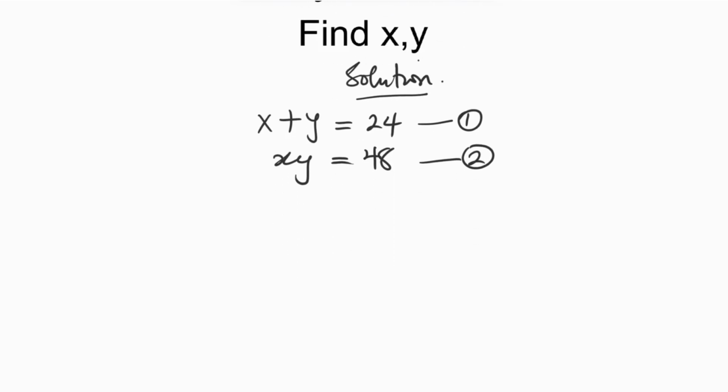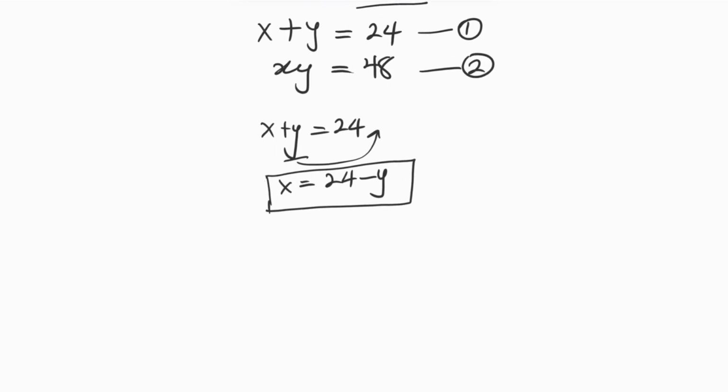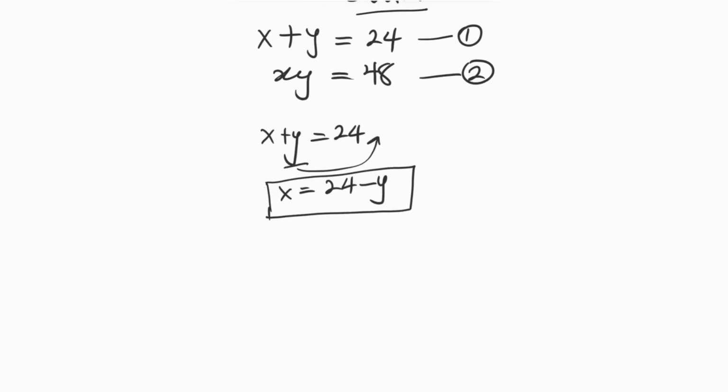So let's go to equation 1, x plus y equals 24. Let's try to make x the subject of the formula. If we move y to the right-hand side, we have x equals 24 minus y. So we're going to substitute this value of x into equation 2. Where we have x, we'll replace it with 24 minus y.